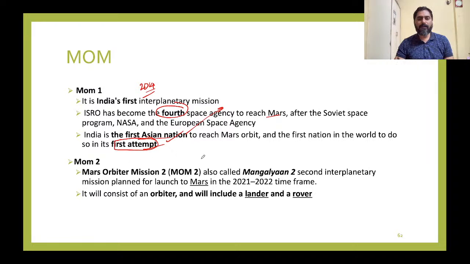Next is the MOM2, that is the Mangalyaan mission. In the Mangalyaan mission, it is a second interplanetary mission planned to launch to Mars. We had planned to launch in 2021-22, but because of COVID it has been delayed. It was supposed to be a lander and rover type of mission, but it has been delayed. And by this time China has taken the lead.